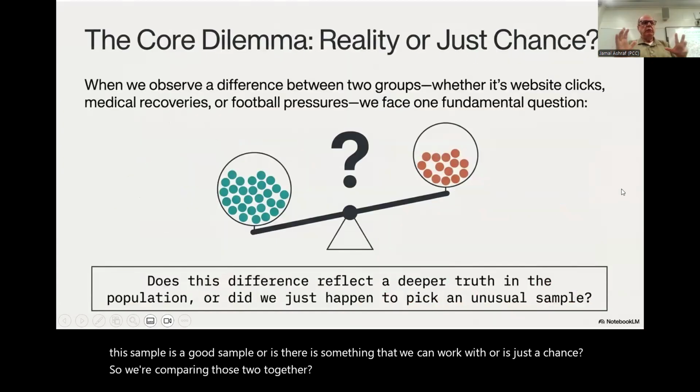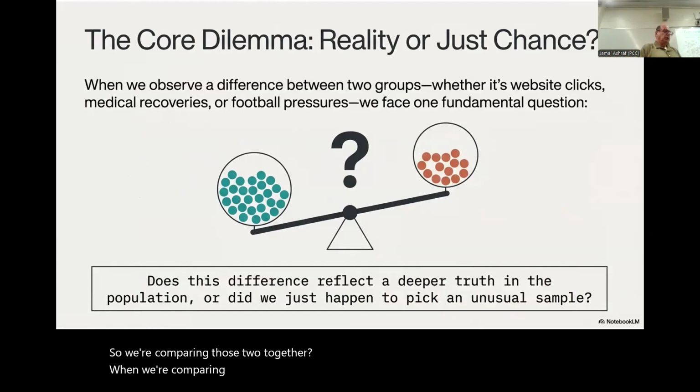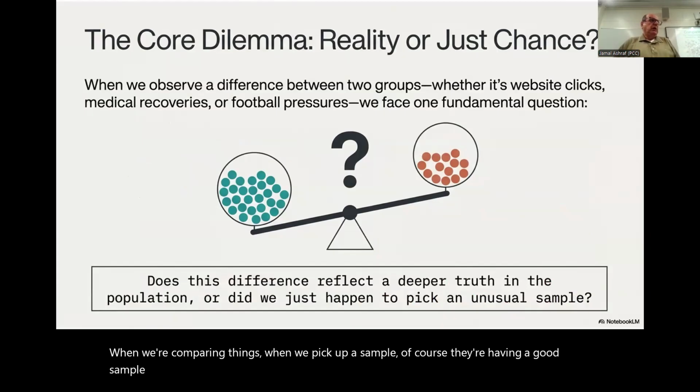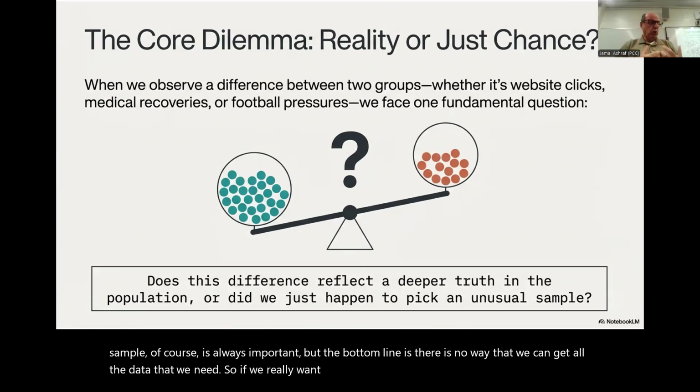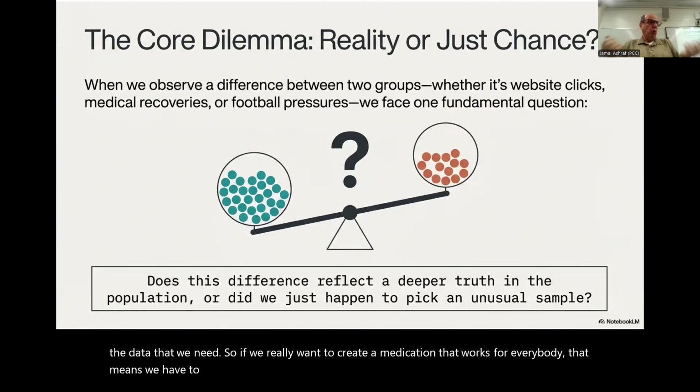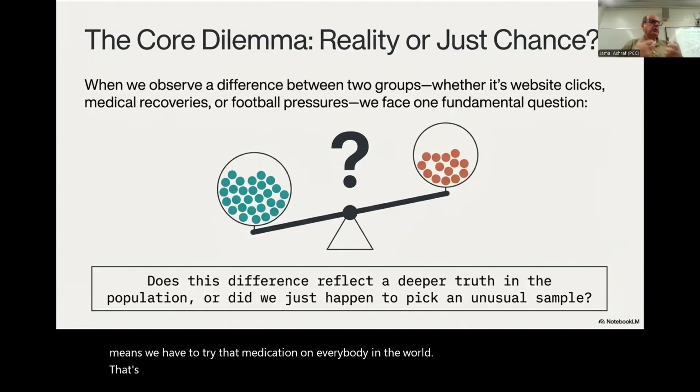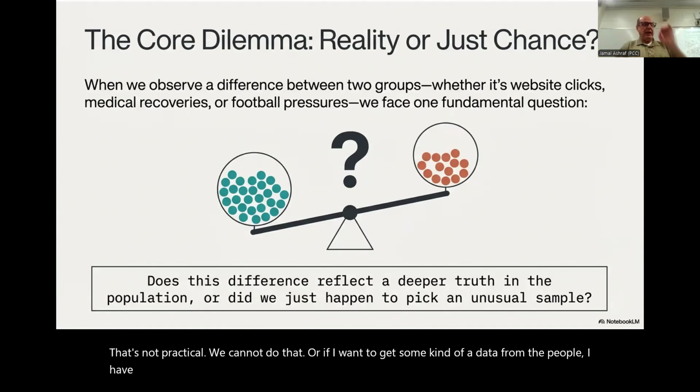When we pick a sample, having a good sample is always important. But the bottom line is there is no way we can get all the data. If we really want to create a medication that works for everybody, that means we have to try that medication on everybody in the world. That's not practical. Or if I want to get data from the people, I have to get data from every single person. And that's not going to happen.